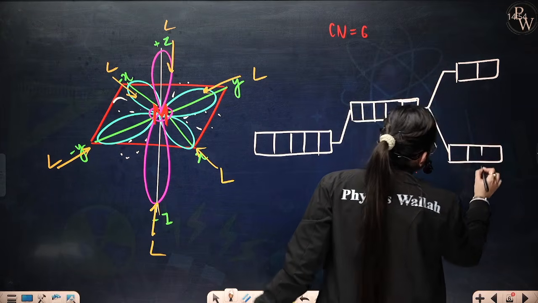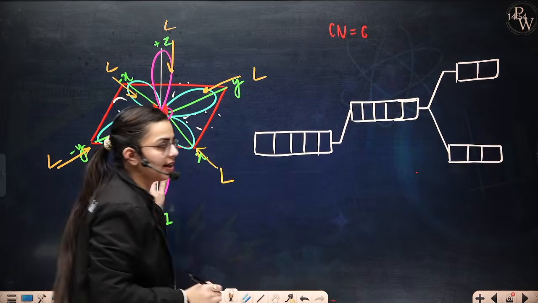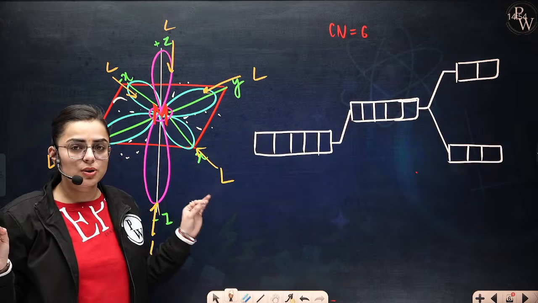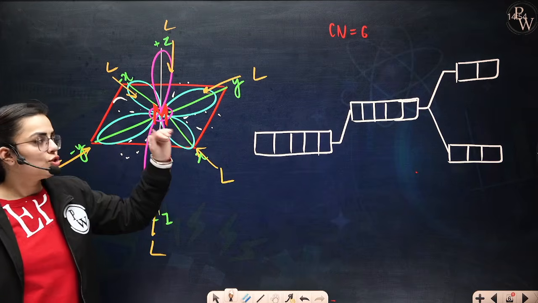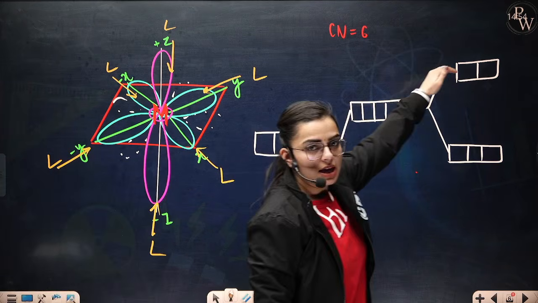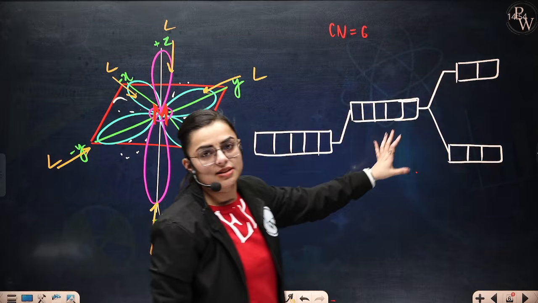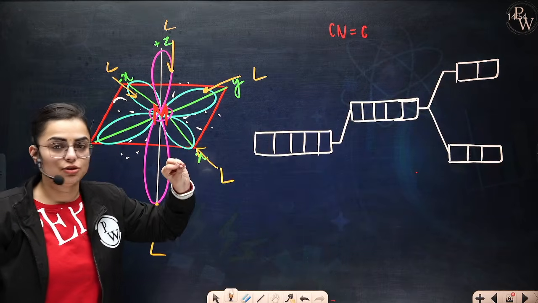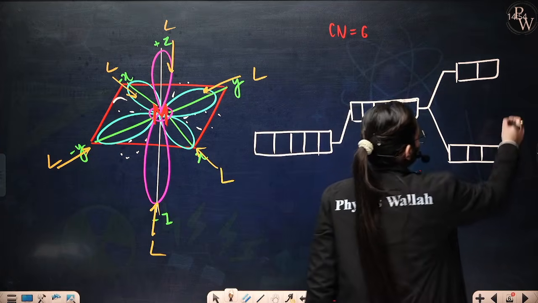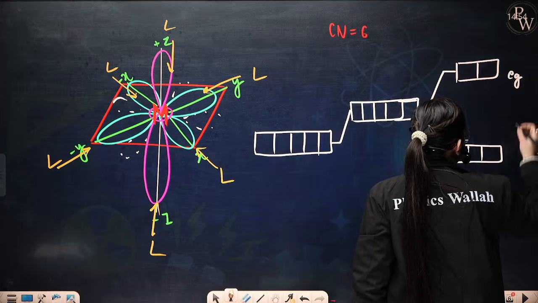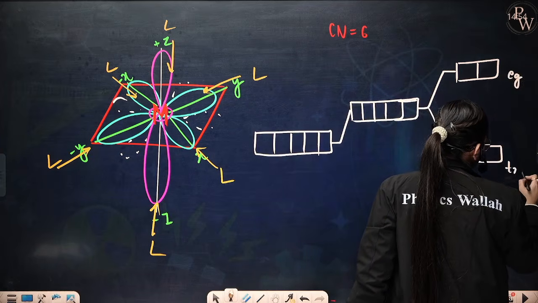After that, you will be seeing that the ligands were approaching from the ends where the dx square-y square and dz square were present. So they will have a higher energy, and the dxy, dyz and dzx shall have lower energy. As I've told you, they are referred to as Eg, and this is T2g.